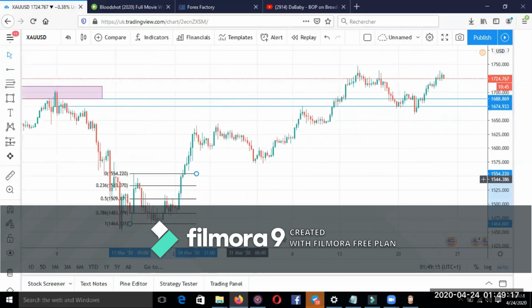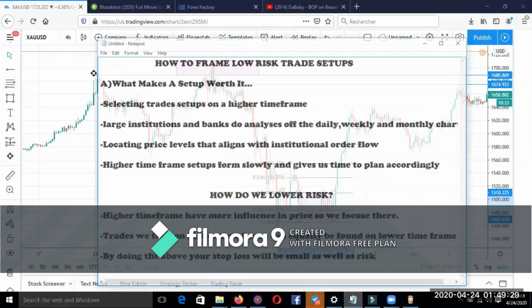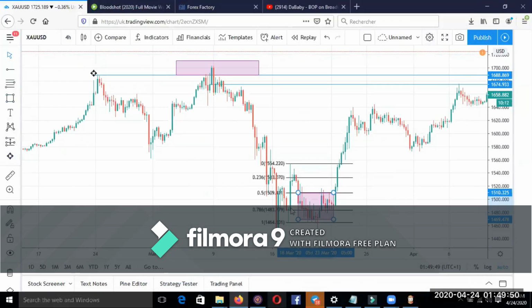Without doing this, you see this area, right? Mark this area. Let me put a box in this area. And I'll explain something that was said in the notes above. Higher time frames have more influence on price, so we focus on trade setups on the higher time frame, which can also be found on lower time frames as well. By doing all the above, your stop loss will be small. So with the high time frame, the setup forms slowly to give us time to plan accordingly. Yeah, that is what I wanted to focus on.